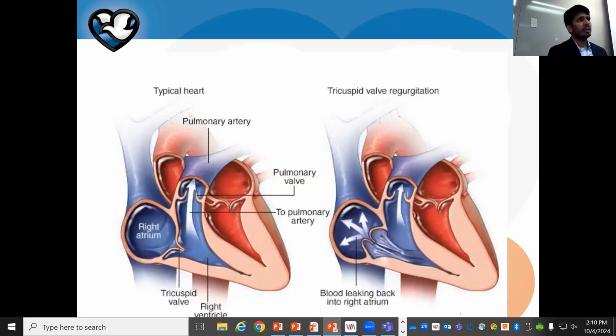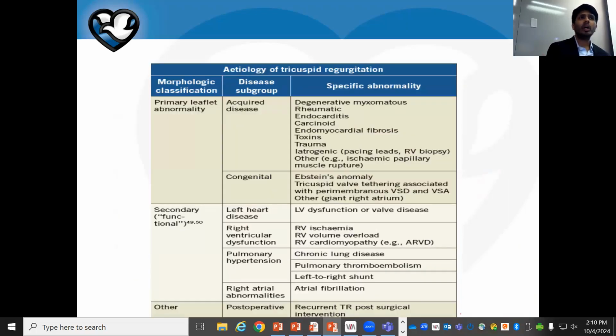Many times we can remove the pacemaker, put in a micro device, and the leak gets better. But many times we have to do a tricuspid clip procedure in these patients to decrease the leak around the valve. Again, there are multiple causes of why a tricuspid valve can be leaky. And the two main divisions are whether the leaflets themselves are a problem, or the leaflets are fine, but the top and the bottom chambers are a problem.